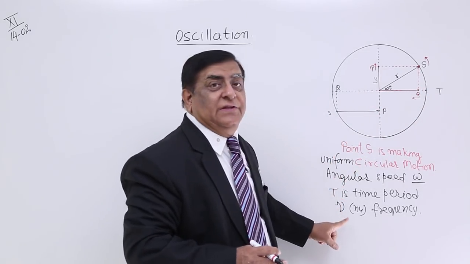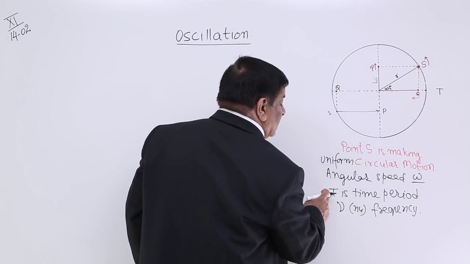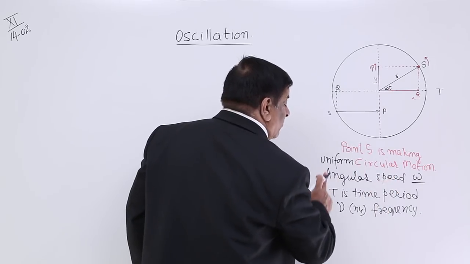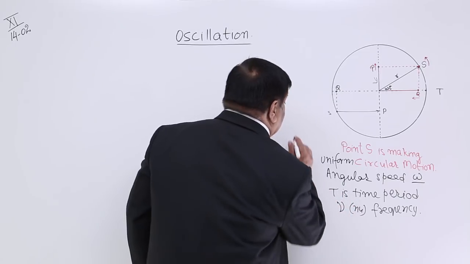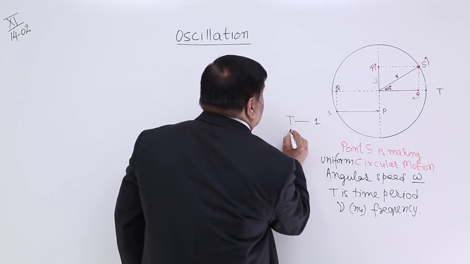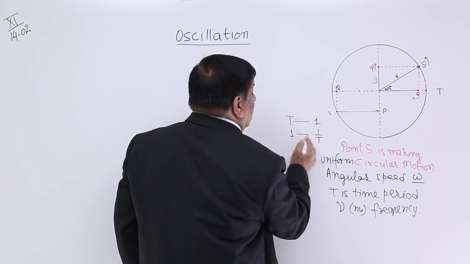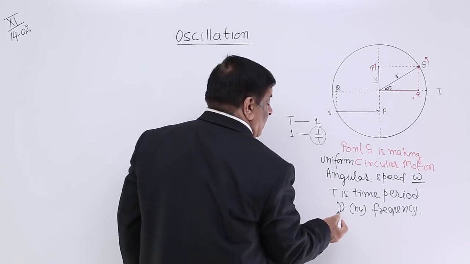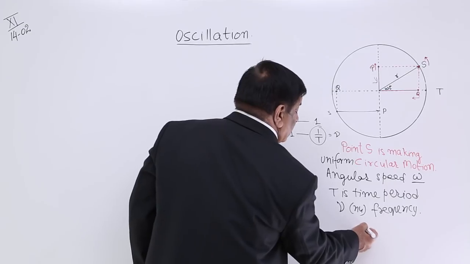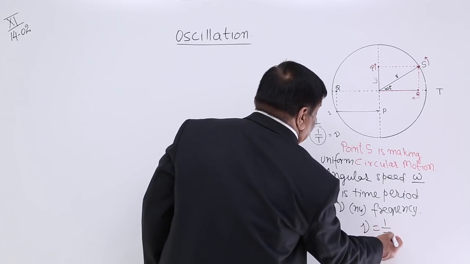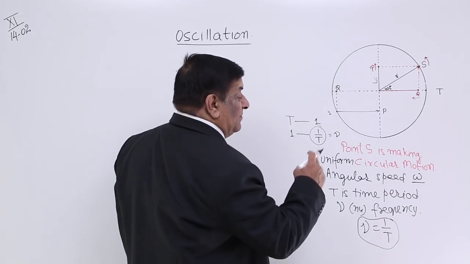There is a relation between the two, T and nu. And what is the relation? You can find out in T seconds there is 1 round, so in 1 second there is 1 upon T rounds, and in 1 second the number of rounds we have given the name nu. So what is the relation? Nu is equal to 1 upon T. So this is frequency, the number of cycles.